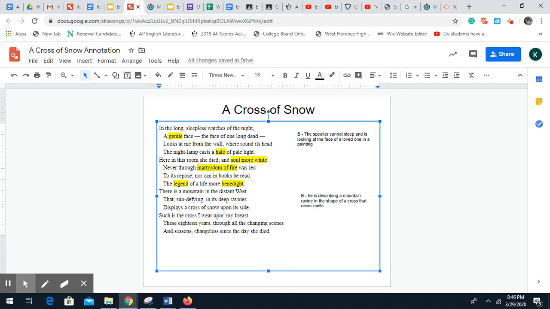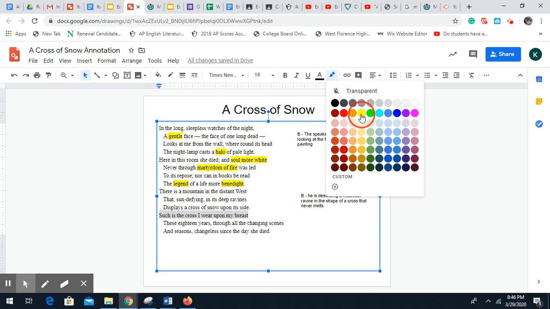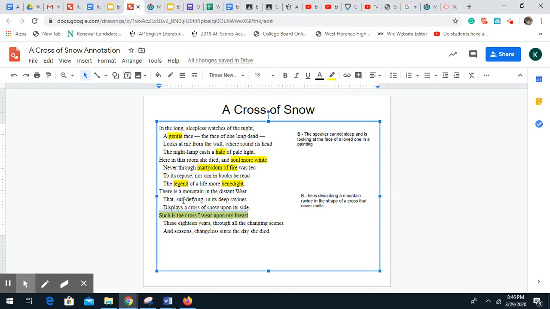Then we come to the language. I mean, we're still doing language. So let's go down to the sestet. There's a lot of things we could talk about, but the one that I always pick up on, he talks about the mountain, which I showed you the painting of. And then he says, such is the cross I wear upon my breast. So he's comparing the mountain to the cross he wears upon his breast. And he says this cross is changeless since the day she died for 18 years.